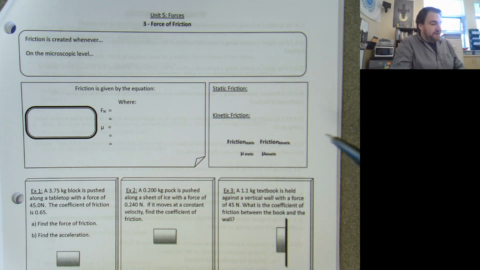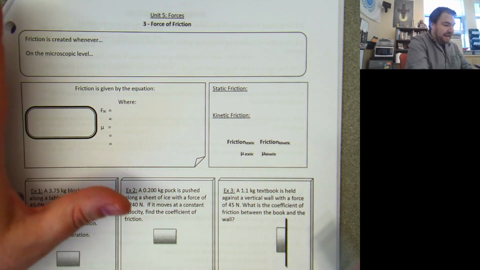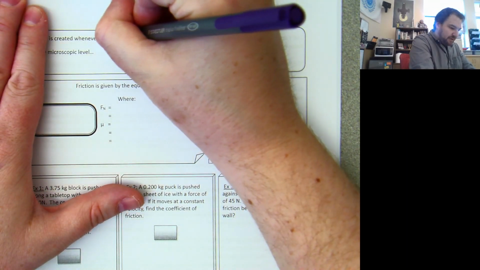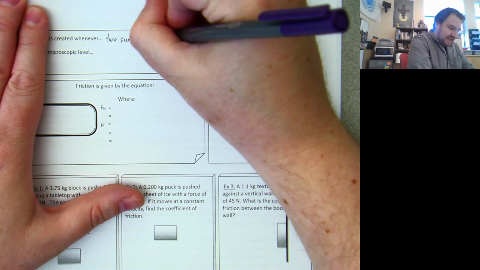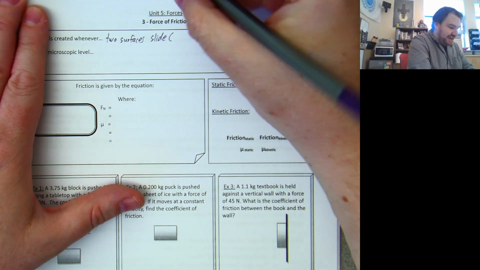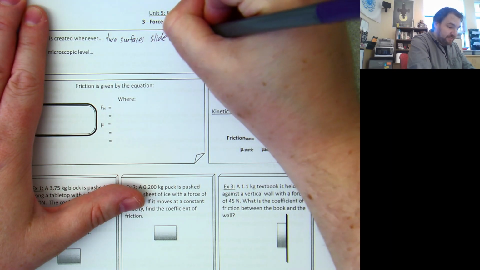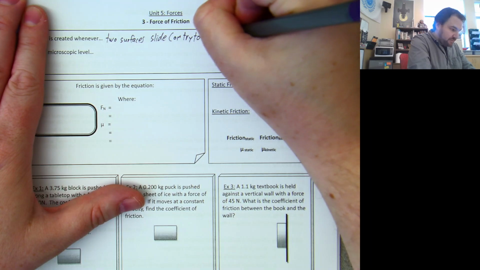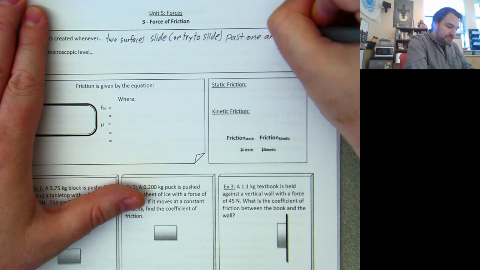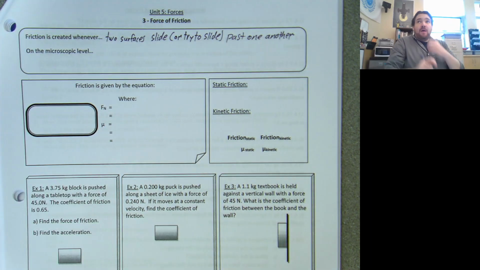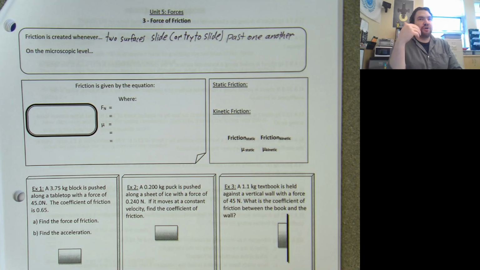Let's talk about friction. Friction is created whenever two surfaces slide, and then in brackets I'll say, or try to slide, past one another. I mean, it's kind of intuitive. You experience this all the time. But we don't necessarily think about all of the implications here as deeply as we could.